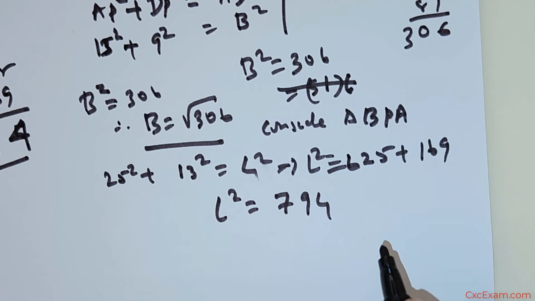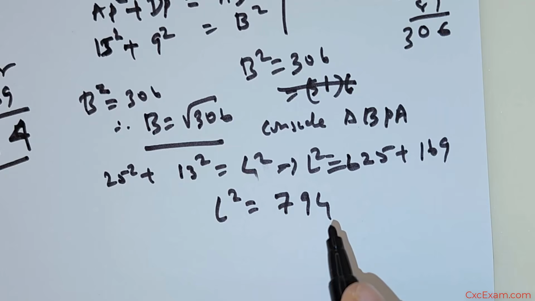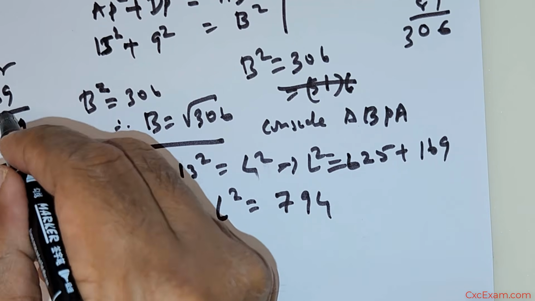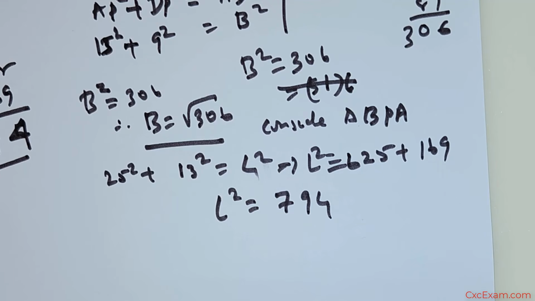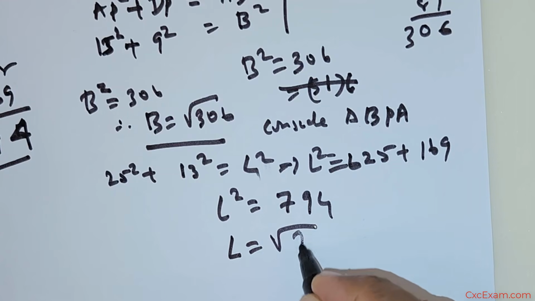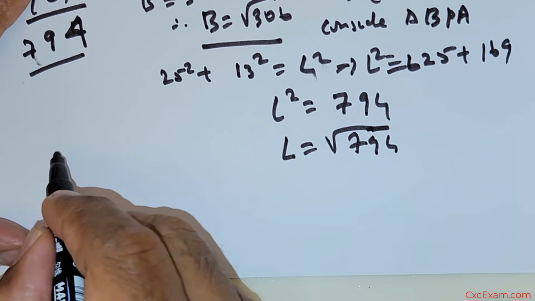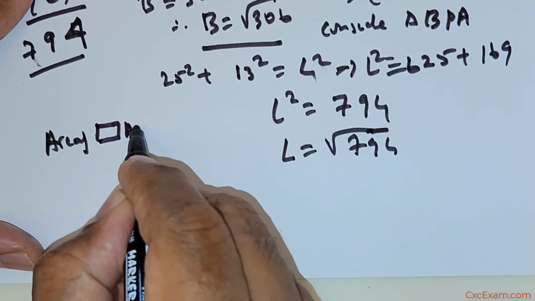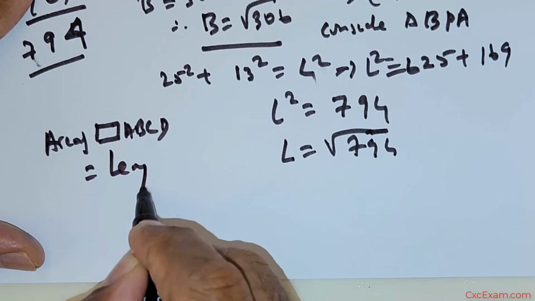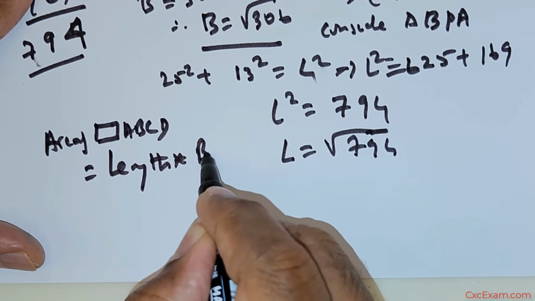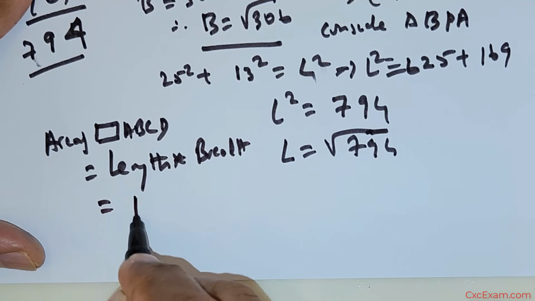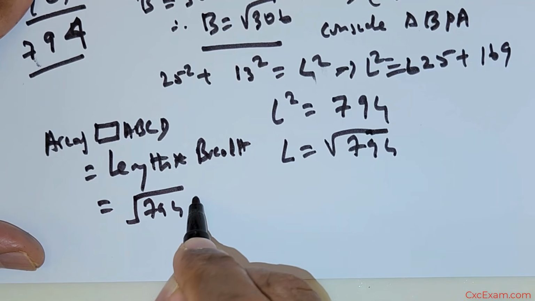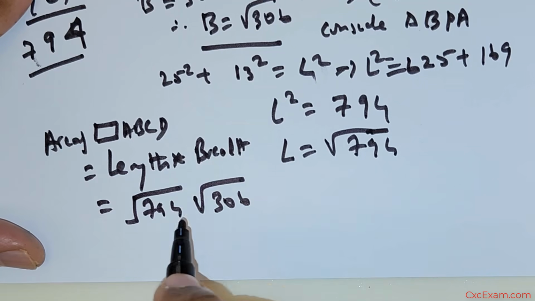Of course, the numbers are too big, but it does not matter. That's the value we get. L squared is this, so L is equal to root of 794. Now we need to get the area of the rectangle. The area of the rectangle ABCD is length multiplied with the breadth. So the length is root of 794 and the breadth is root of 306.